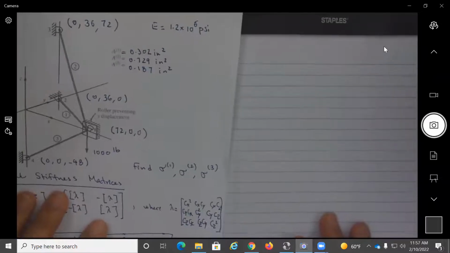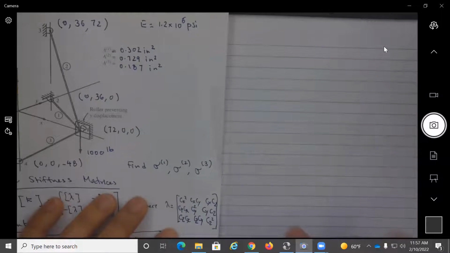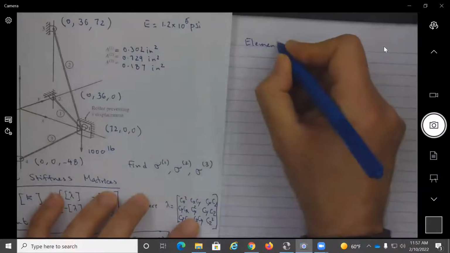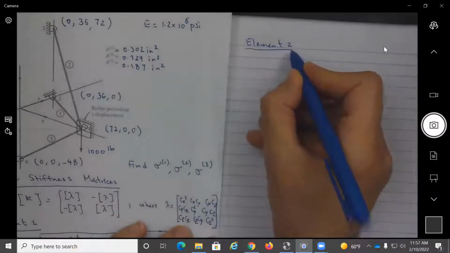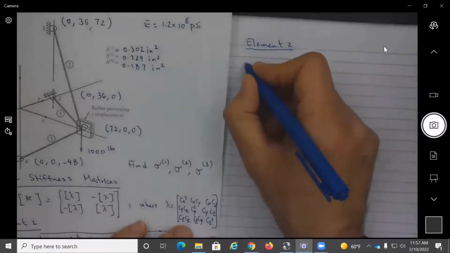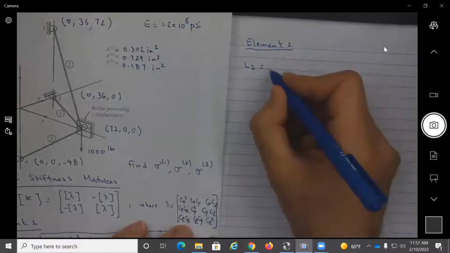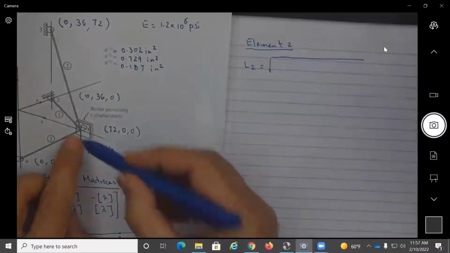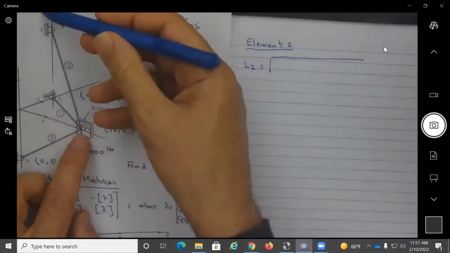I'm going to try to keep the diagram here as I work on the other elements so you can see it. For element 2, we are going to start by finding L2 equals to the square root. Look here at 2. It extends between 1 and 3, goes from 1 to 3.